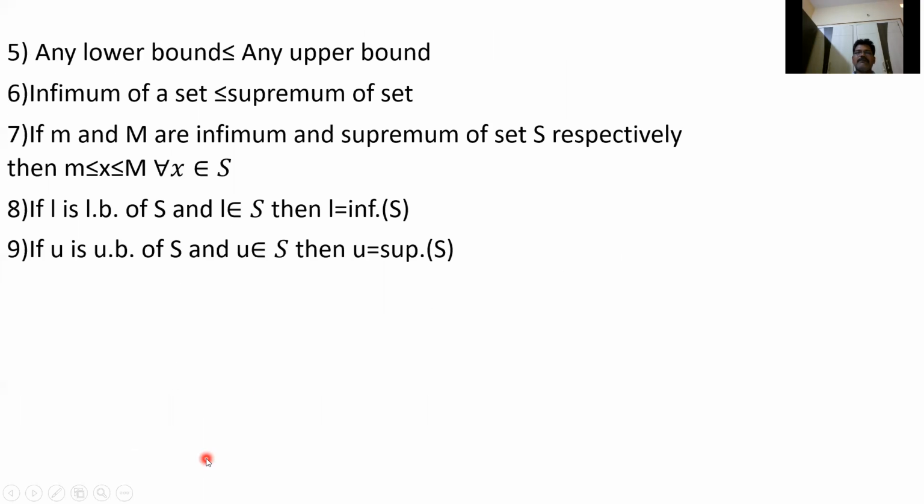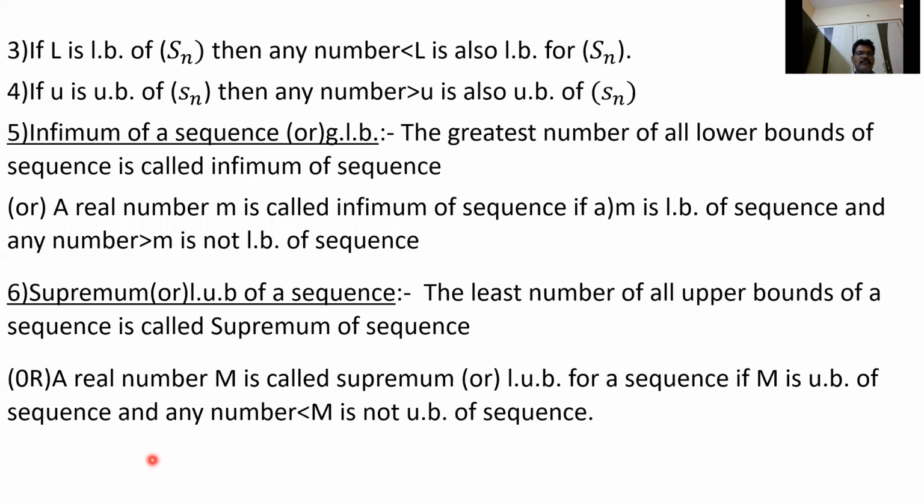Similarly, we define here a real number capital M called the supremum, or least upper bound, for a given sequence Sn, if first, M is an upper bound of that sequence, and any number less than M is not an upper bound of the sequence. This is important. First, it is an upper bound. Why is any number less than M not an upper bound? Because M is the least upper bound.